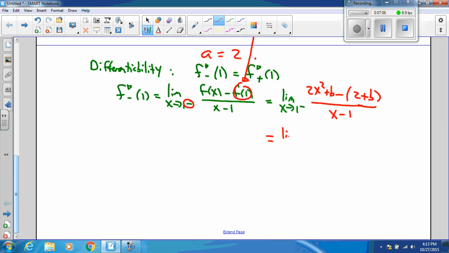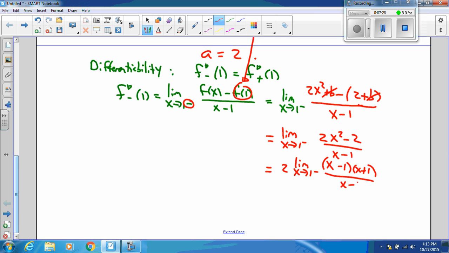Notice that I made free use of the fact that I already know the value of a. And now when I simplify, something really nice happens, and that is that my b's cancel out, and I get 2x squared minus 2 over x minus 1. A quick check of the form reveals 0 over 0. There is a common factor, and it doesn't take too much effort to find it. It is x minus 1.